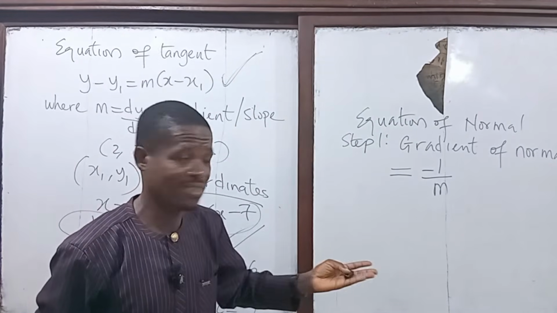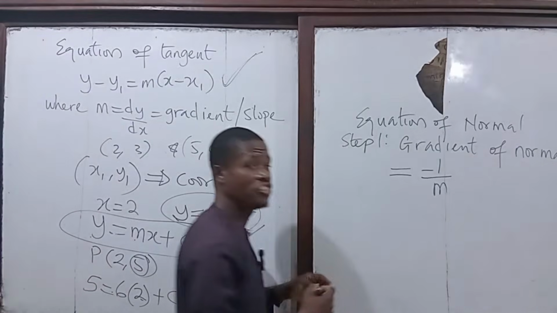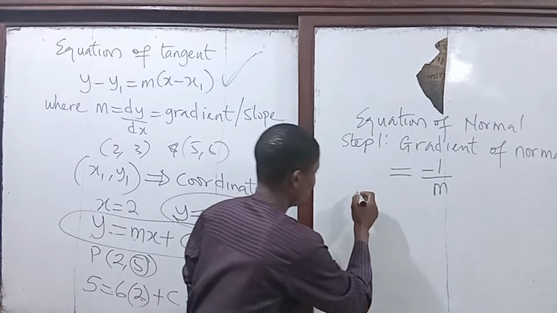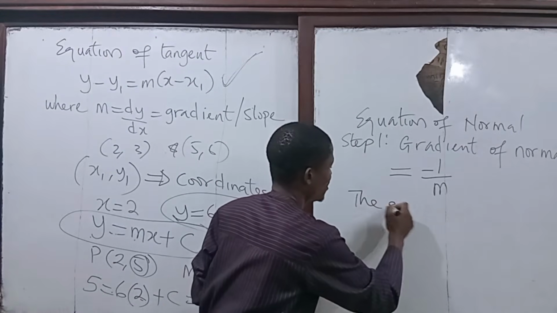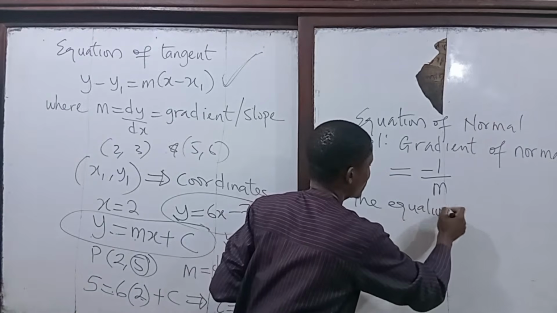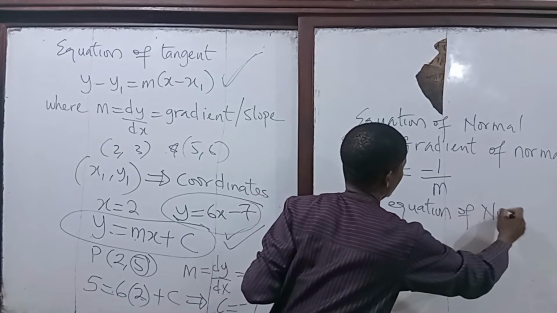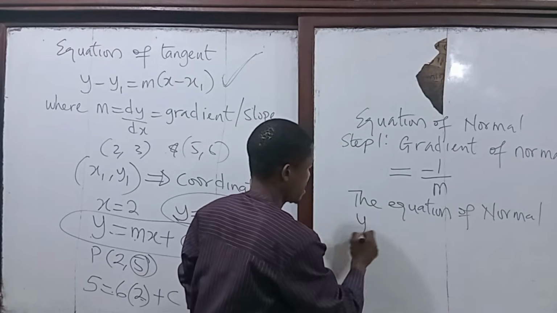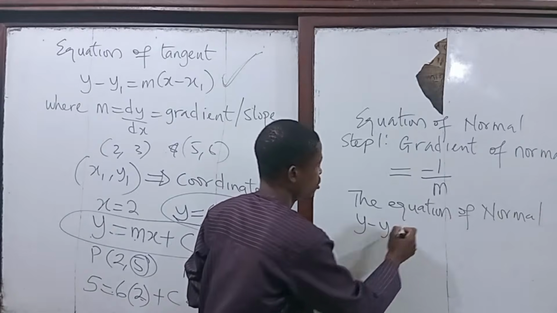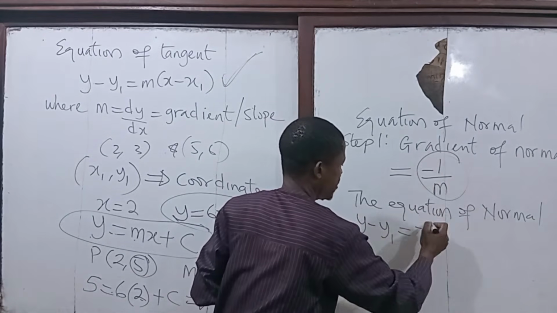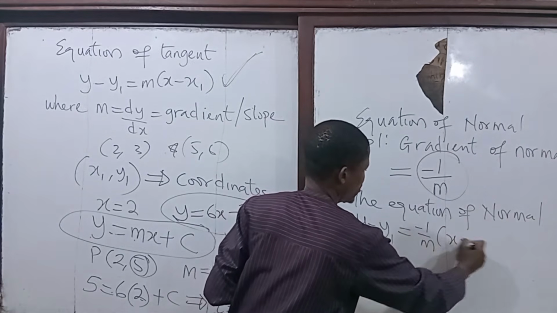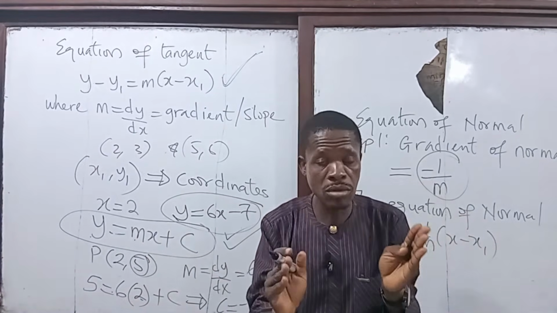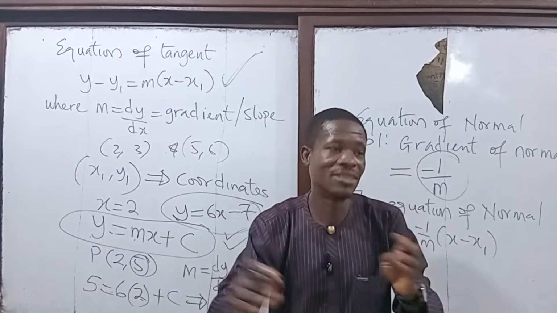After that, you can now write the general equation of the normal. The equation of the normal will be y minus y1 equals the gradient of the normal times x minus x1. And that's that. It's as simple as A, B, C.